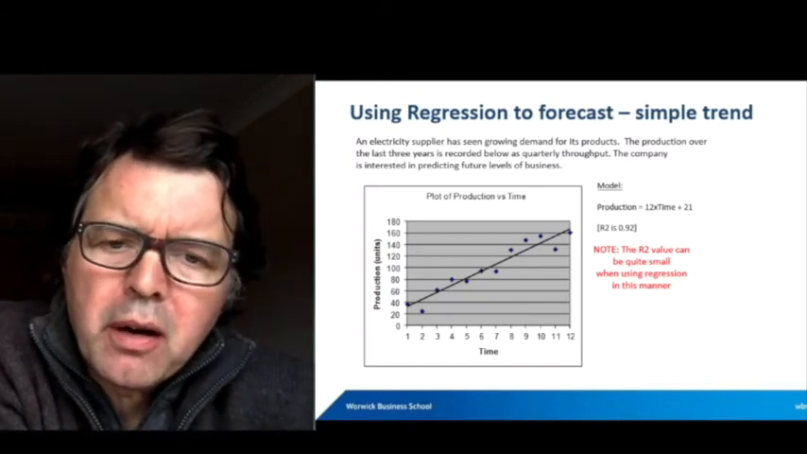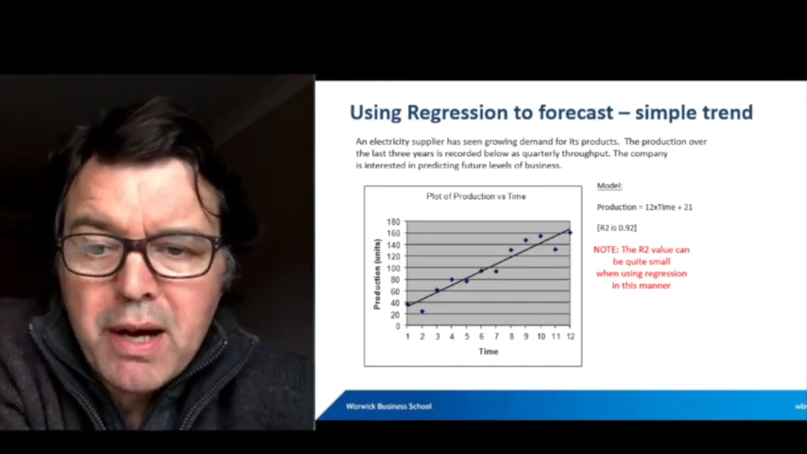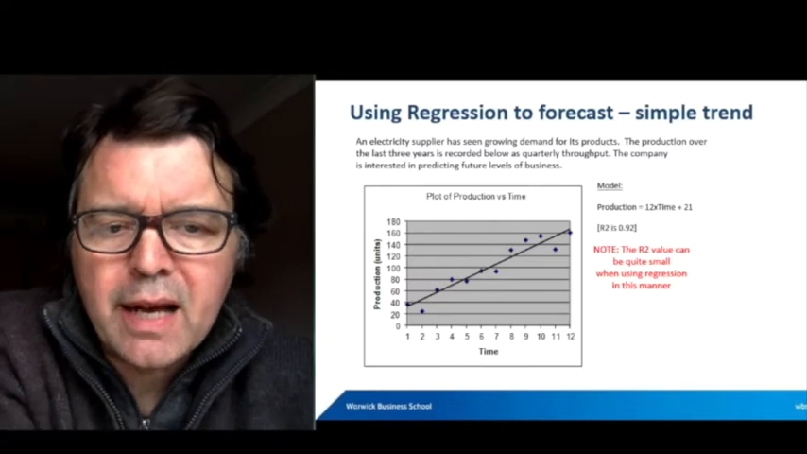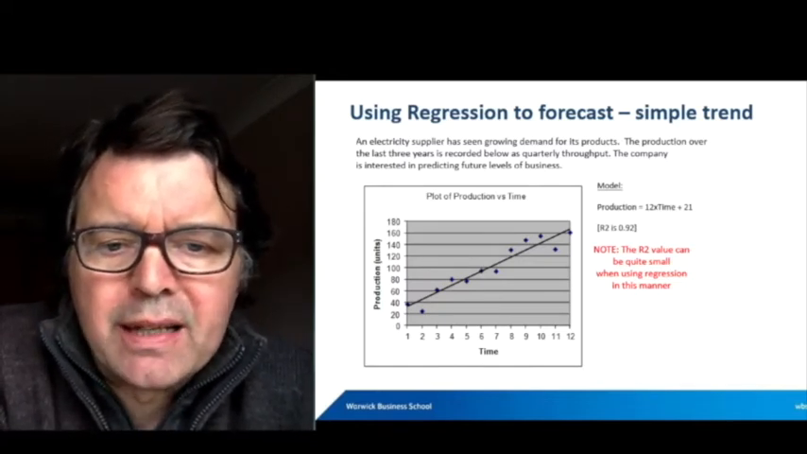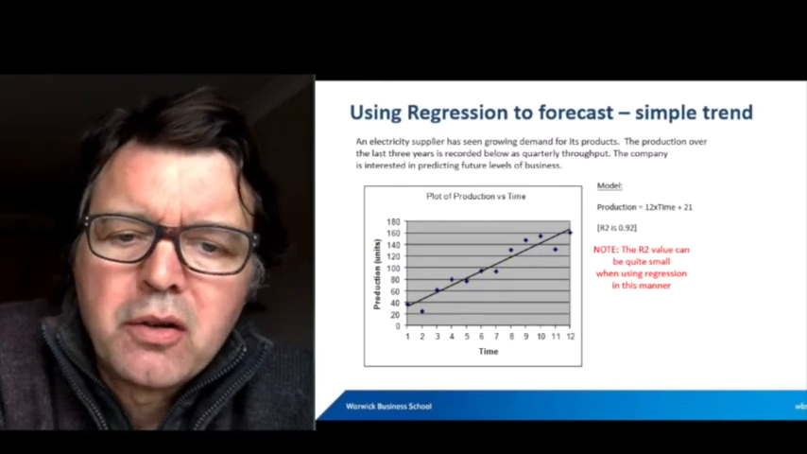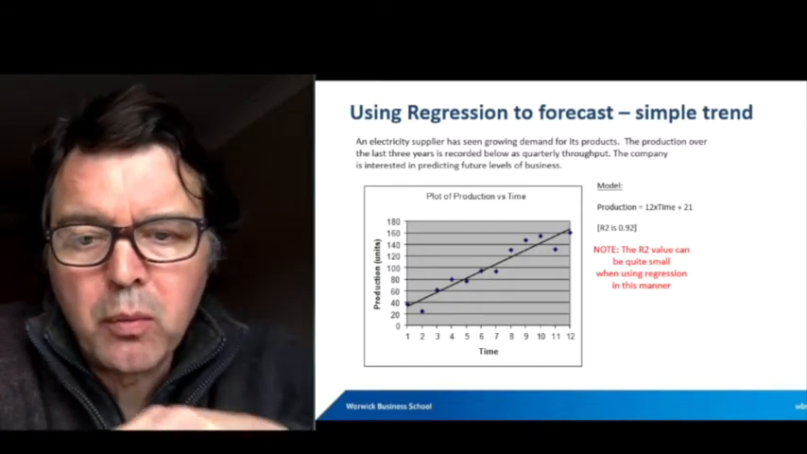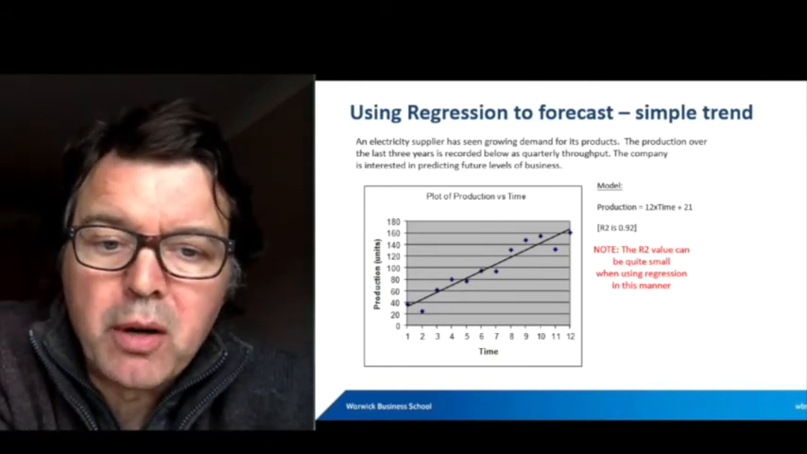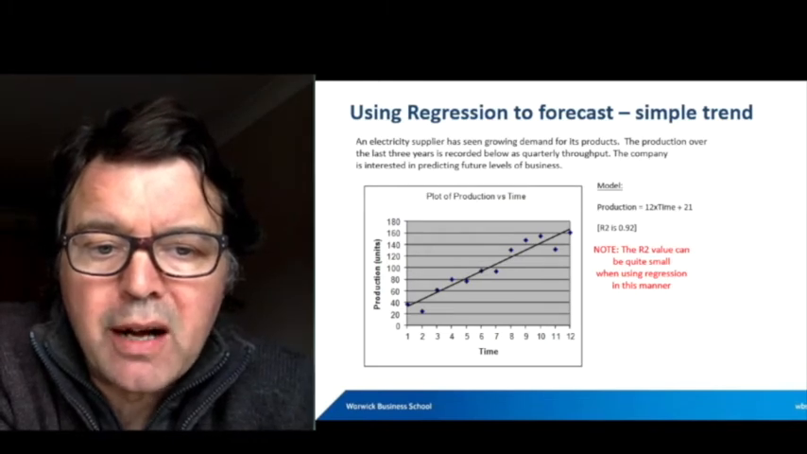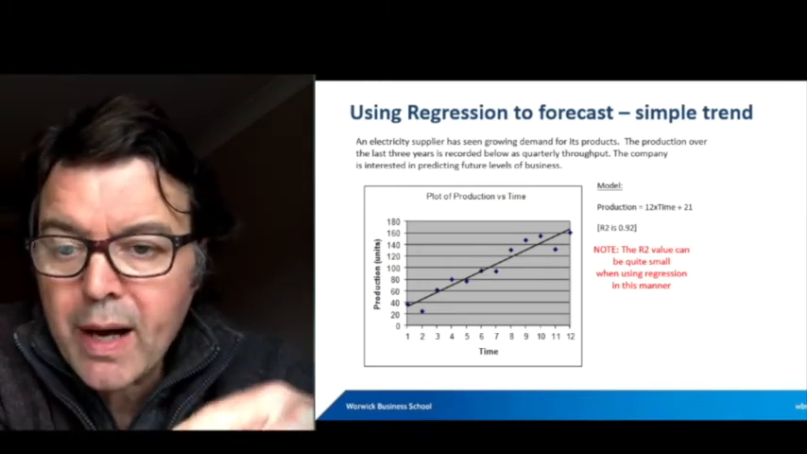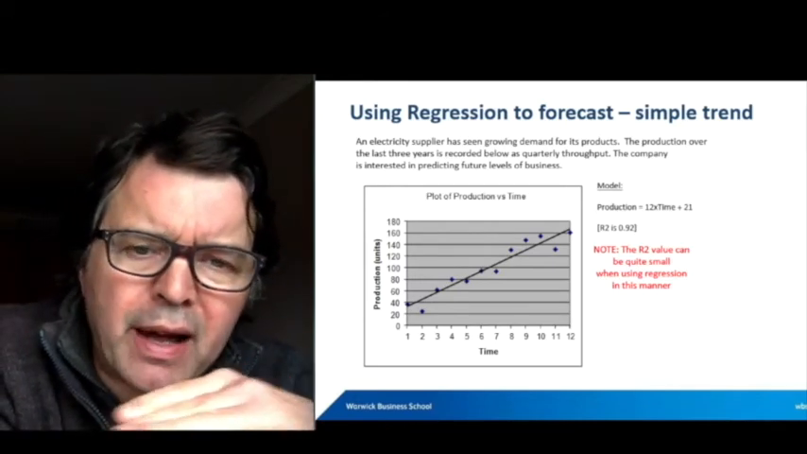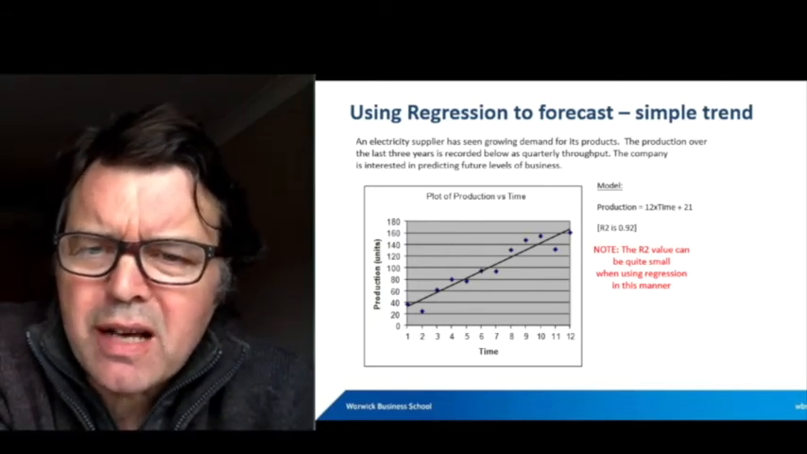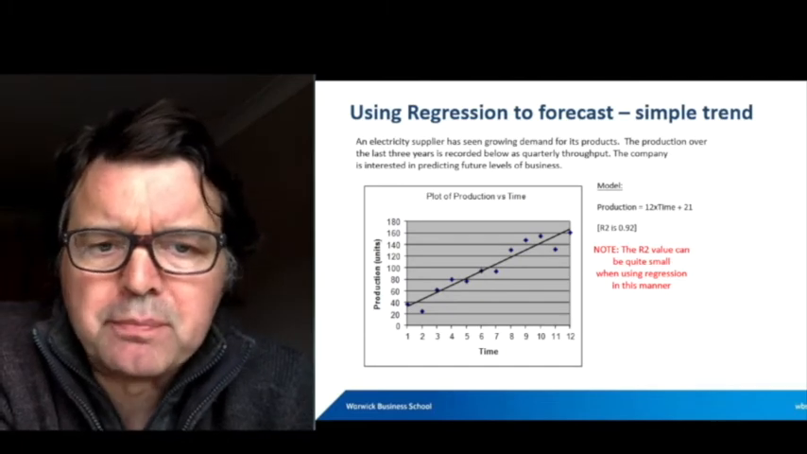Now, another approach to forecasting is to use regression. We looked at regression in a previous session. If you've got data like that, which is clearly going upwards over time, you could decide that you want to summarize that upward linear development using a regression model. There we've got a model which is production equals 12 times time plus 21, so that's y equals mx plus c. And that has an r squared of 0.92, which is really strong. So that looks like a very successful piece of regression.